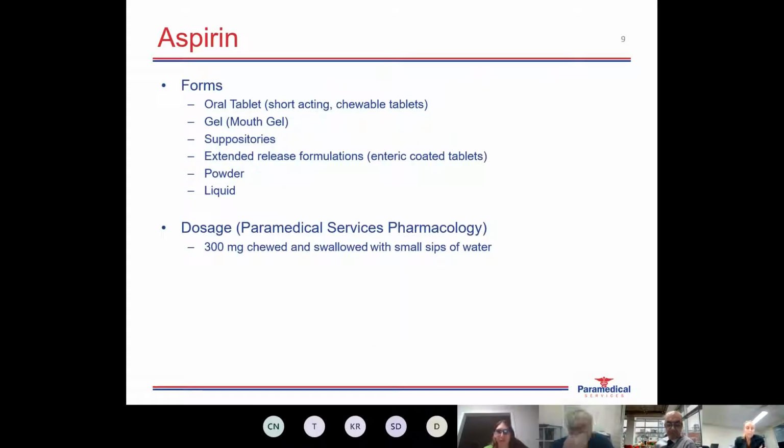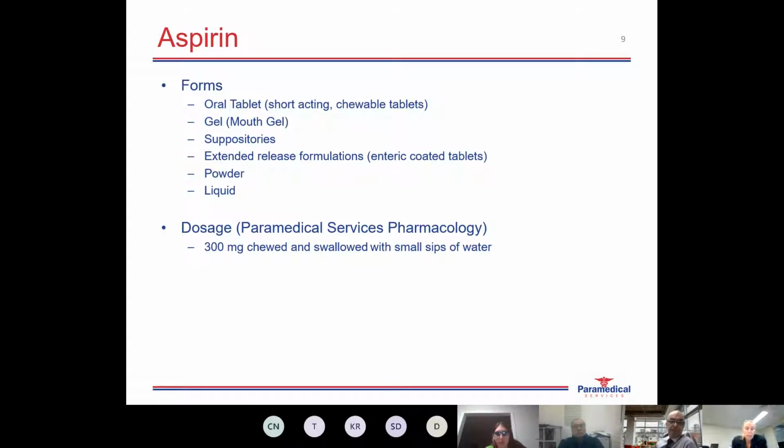Thanks, Joy. So aspirin comes in a variety of forms. We've got an oral tablet that's short-acting and chewable. We've got a gel, which is a mouth gel. We've got suppositories. We've got extended release formulations, and they're enteric coated tablets, so they do take a lot longer to break down. We've got powder and we've got a liquid.